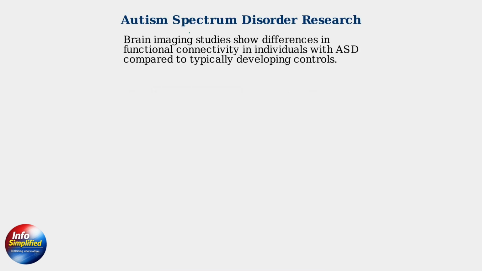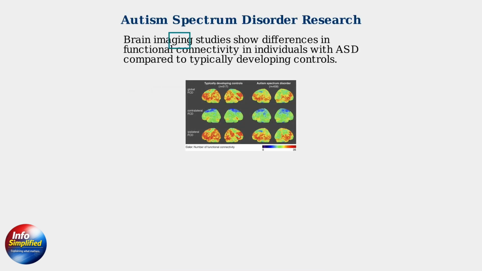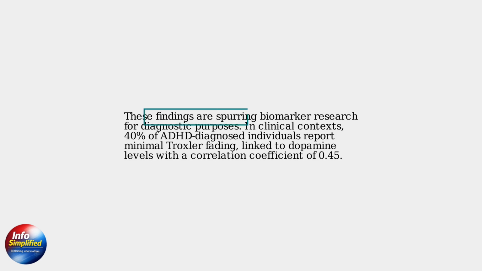Brain imaging studies show differences in functional connectivity in individuals with autism spectrum disorder compared to typically developing controls. These differences may contribute to altered perceptual experiences like Troxler fading. These findings are spurring biomarker research for diagnostic purposes, potentially leading to new tools for understanding and addressing these conditions. In clinical contexts, 40% of ADHD-diagnosed individuals report minimal fading, with research showing correlations to dopamine levels.